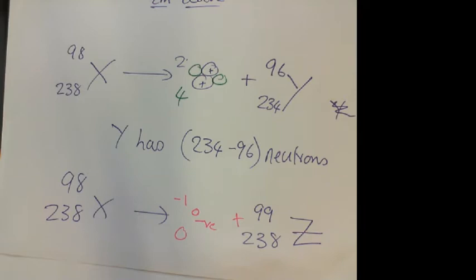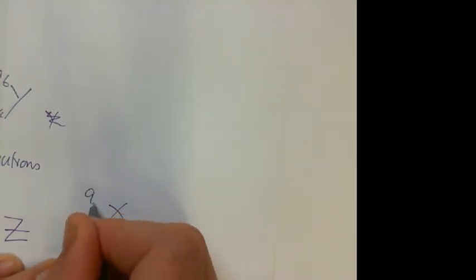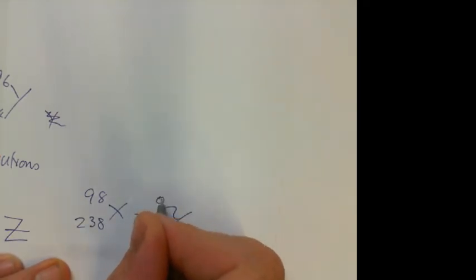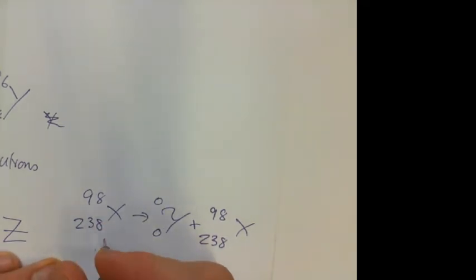And last but not least, if we emit a gamma ray, so if we do X 98 238 and we emit a gamma ray, well, if you remember, the gamma ray has 0 charge and 0 mass, so that means that it doesn't change at all. But what has happened is it has got rid of excess energy.